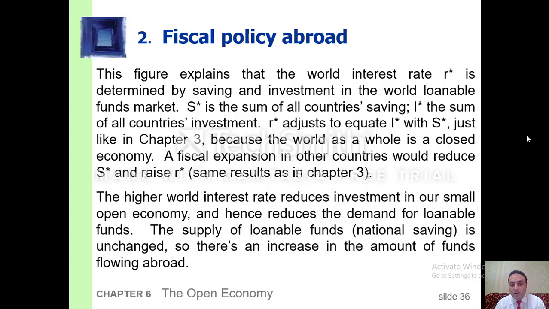So fiscal expansion in other countries would reduce the world savings and raise the world interest rate. The higher world interest rate reduces the investment in our small open economy, and hence reduces the demand for loanable funds, reduces the demand for investment. The supply of loanable funds, or the national savings, is unchanged, so there is an increase in the amount of funds flowing abroad.